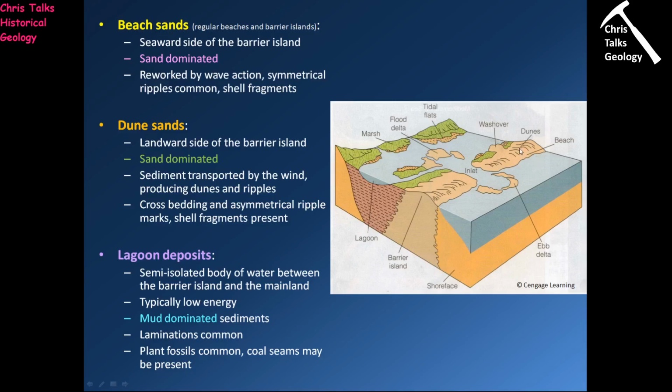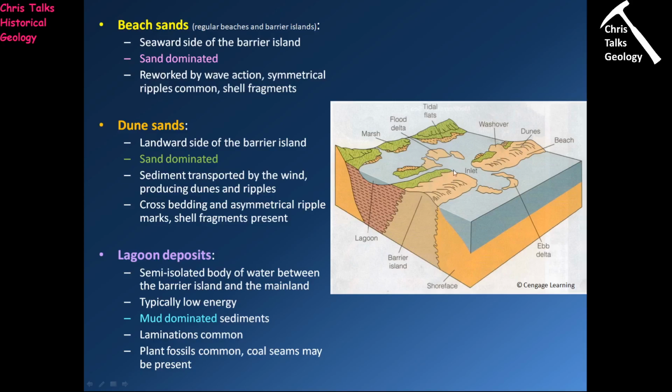The lagoon is typically a semi-isolated body of water, so it's a relatively protected environment, and in terms of the energy of the system, it's normally quite low energy. This means that any water in the lagoon environment tends to be quite still. And this obviously means that fine sediments like silts and clays will be able to exit suspension and fall out onto the bottom of the lagoon. So most lagoons are mud dominated, because we have the river bringing a mixture of sandy and muddy sediment.